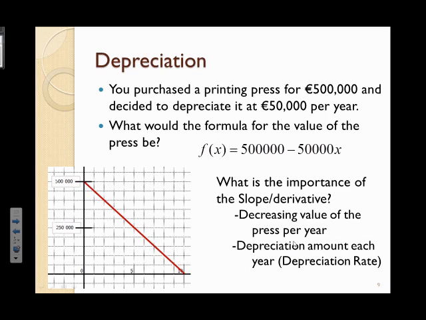When we're working with straight line depreciation, we also can say that's the depreciation rate. We're going to reduce it at a rate of 50,000. Since it's a rate, we know that that rate and the derivative are the same thing. So it's also the derivative, it's the slope.